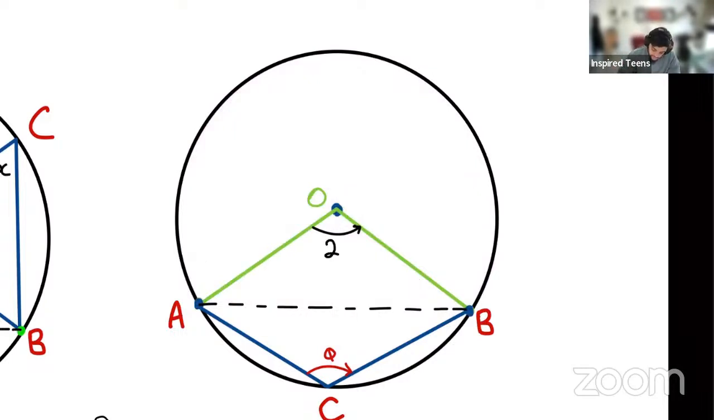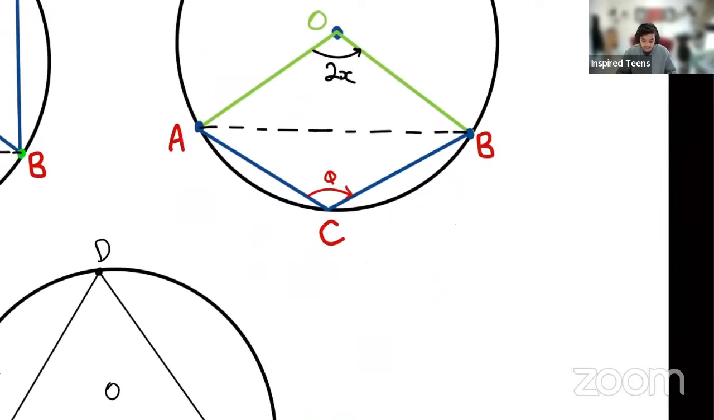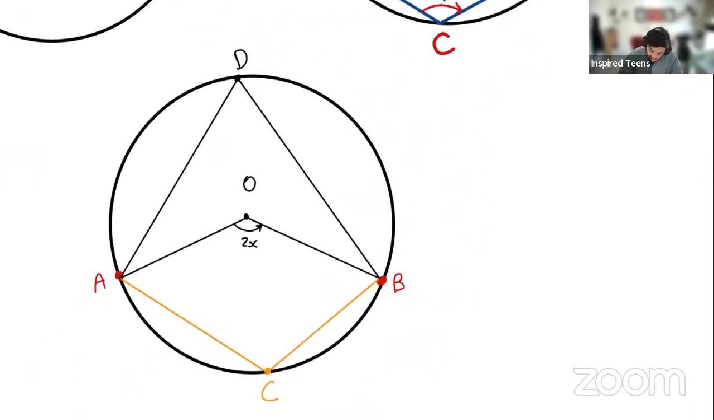So for example, if this is 2x, then this here is not x. I know I'm putting x over x, but it's not x. It's not half of 2x. However, we can get it. We can get its value. So here let's solve for D and let's solve for C. They want us to solve for D and they want us to solve for C.